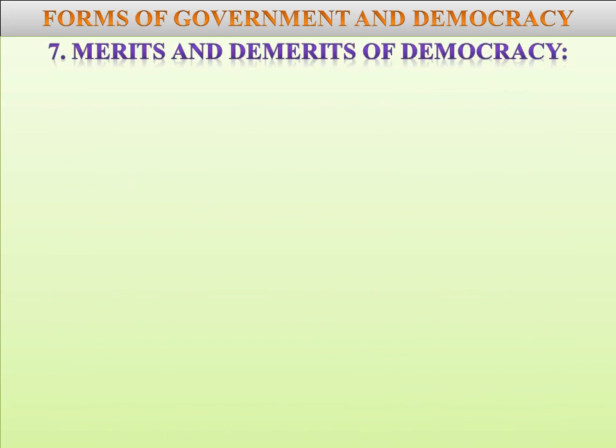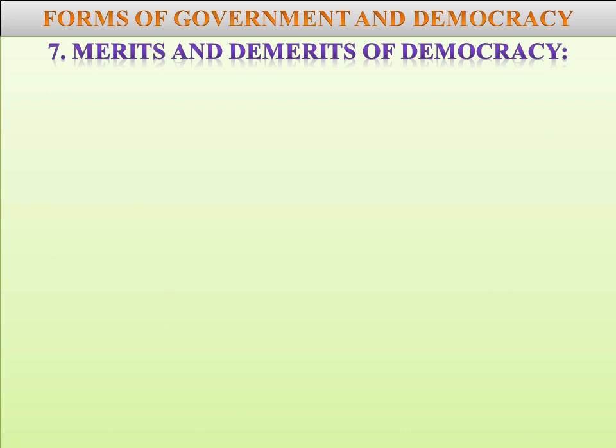Today I am going to explain ninth standard civics lesson number 1, forms of government and democracy. Continuing the part: in the past class I explained forms of government and what is democracy. In what is democracy, we are going to learn today about the merits and demerits of democracy.